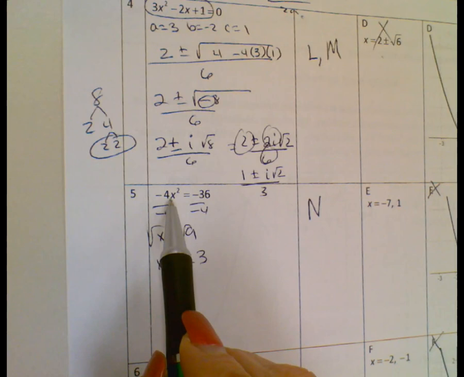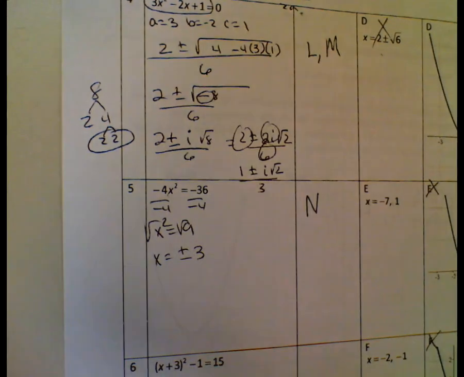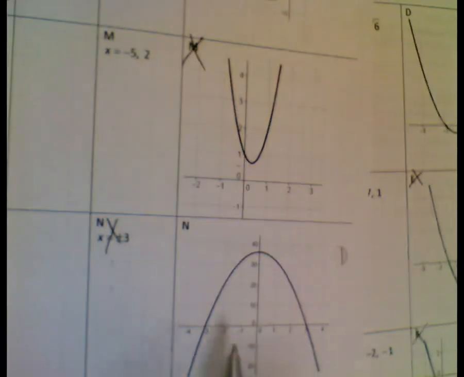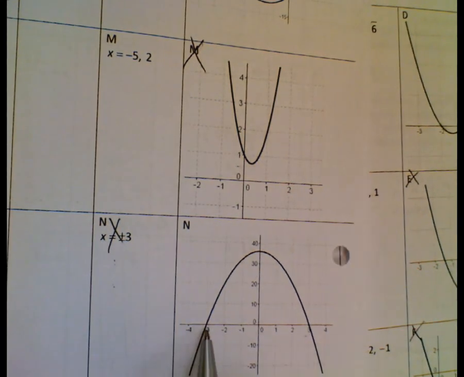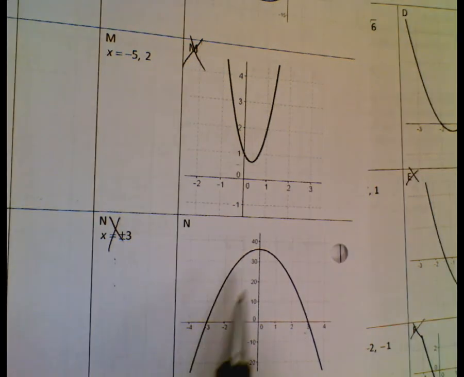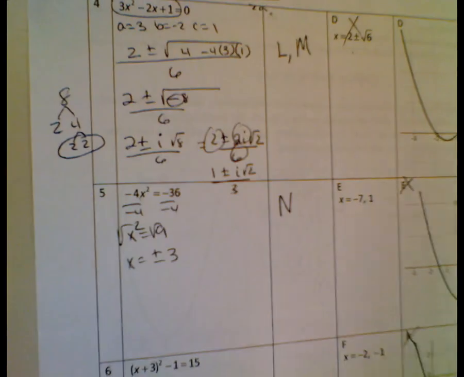It also, if you notice, you had a negative 4x squared term. That means it's going to go upside down. So see this one right here? 3, negative 3, and it's upside down. And it's hitting negative 36, which is actually in the equation. So my guess is it's N. But we're going to double check this one.